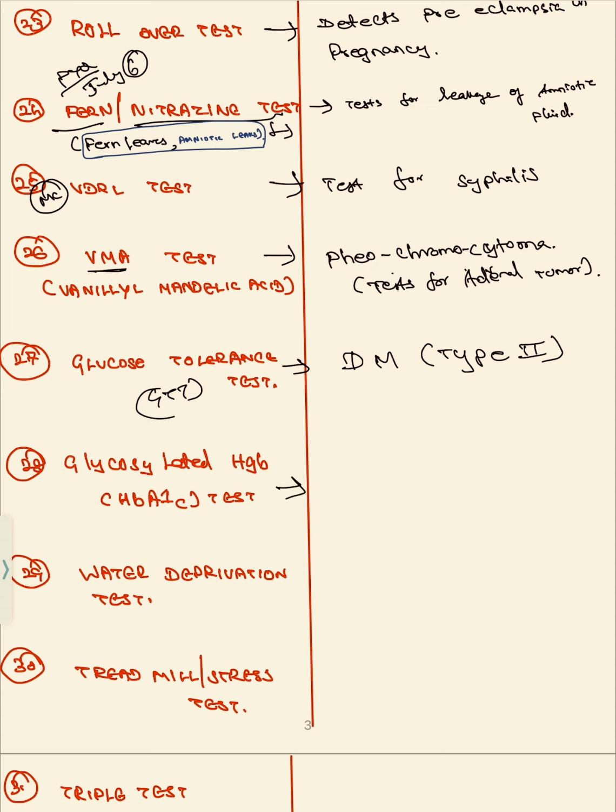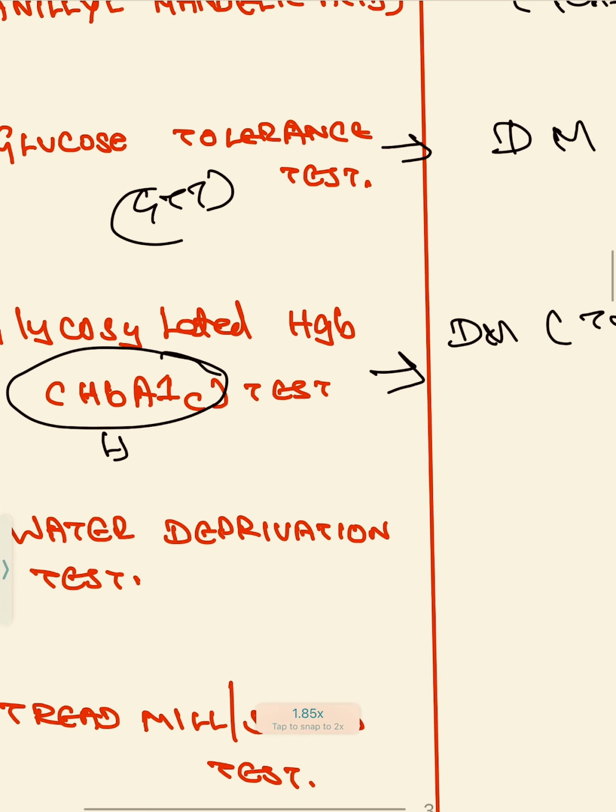So HbA1c is also for diabetes mellitus type 2 testing only, but it is used to track the long term measure. What is the difference between the GTT and HbA1c?